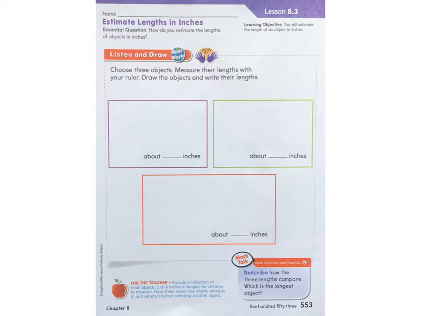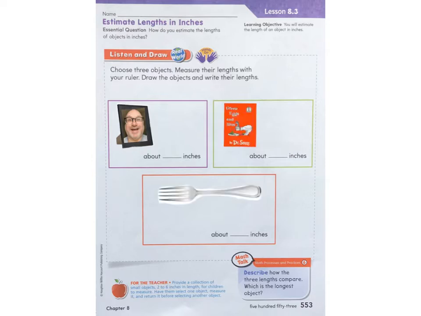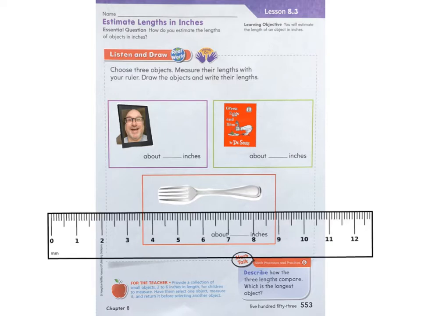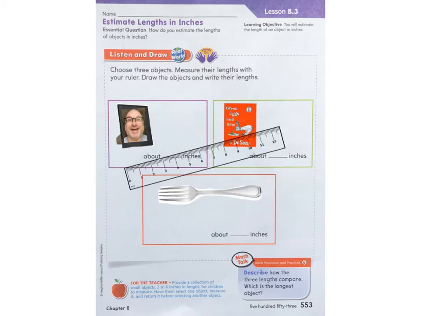You might use a picture frame. Wait, that's not quite right. There, that's better. Or perhaps you'll use a book. Or maybe a fork. It's up to you. You can choose anything you want. Then get out your ruler and measure the objects. And write down how long they are.